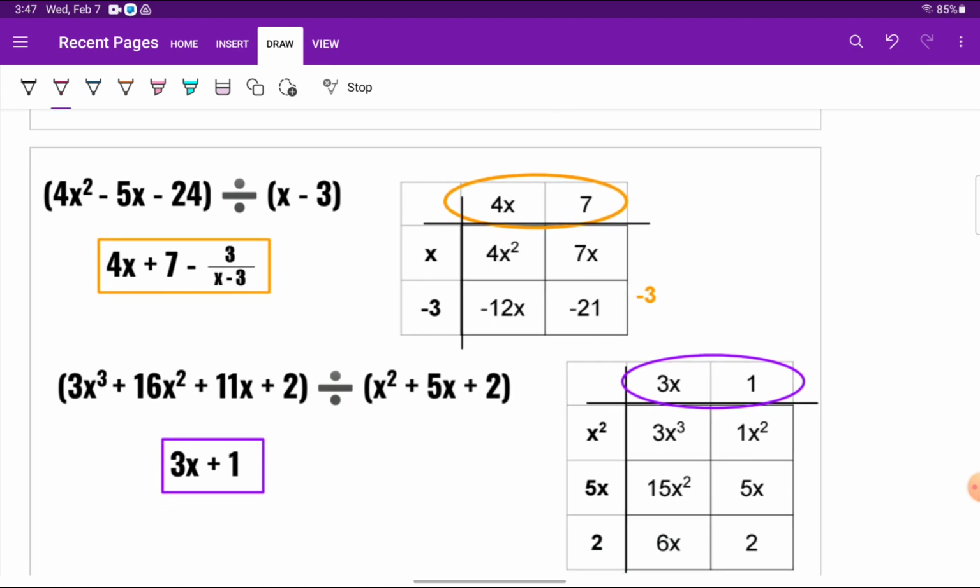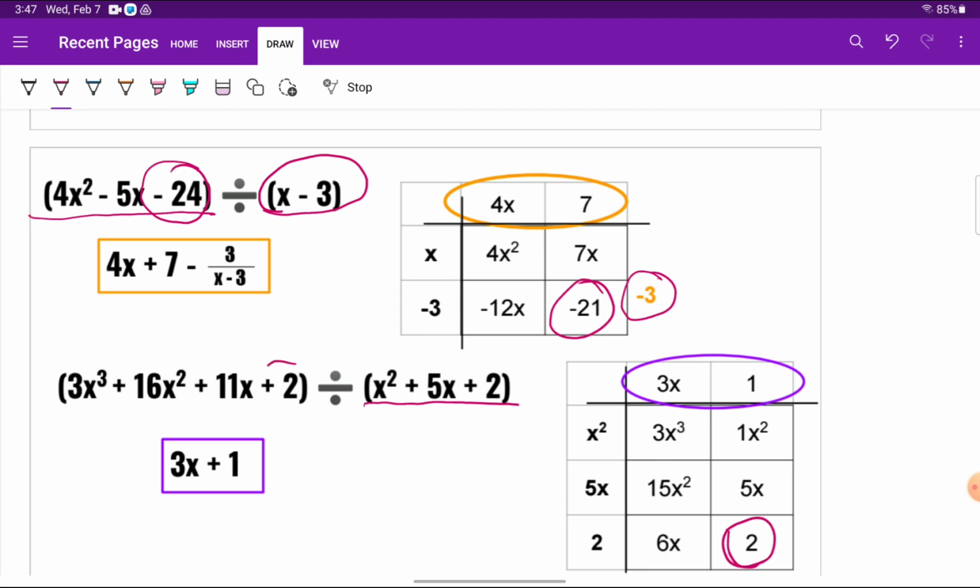So I know that x minus 3 is not a factor of 4x squared minus 5x minus 24 because we had this remainder. I had to resolve the negative 21 to negative 24 in my final answer. But x squared plus 5x plus 2 is a factor of 3x cubed plus 16x squared plus 11x plus 2 because my constant term matches, there is no remainder.